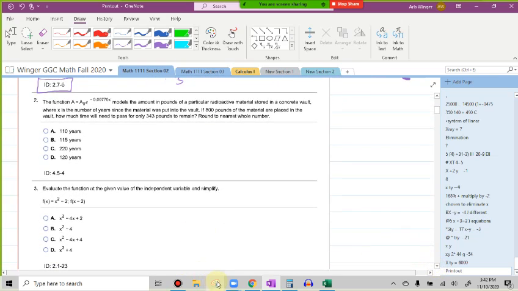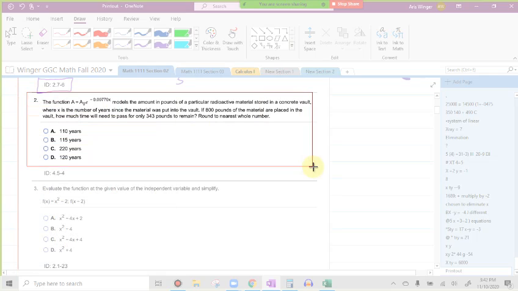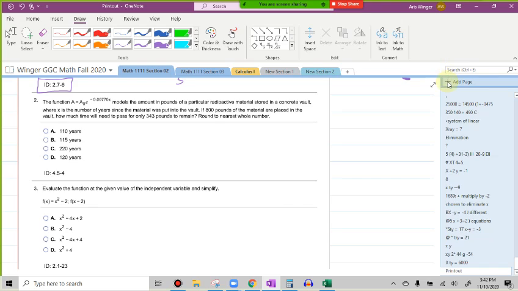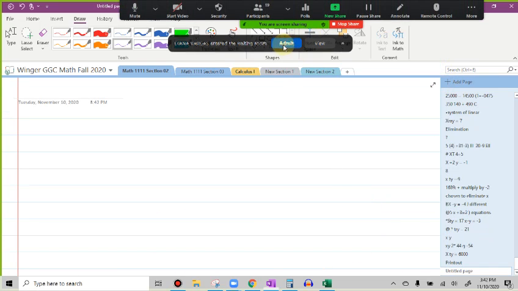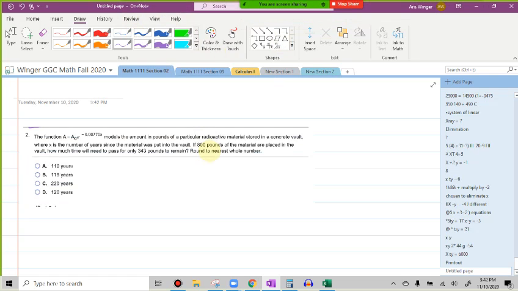Number 2 has to deal with an exponential function. We talked about exponential functions a little bit. We've got a function A, which models the amount of pounds of a particular radioactive material stored in a concrete vault, where x is the number of years since the material was put into the vault. The 800 pounds to start, which means that this thing right here is 800. This is the starting amount. How much time will need to pass for only 343 pounds to remain? So you're looking for this.